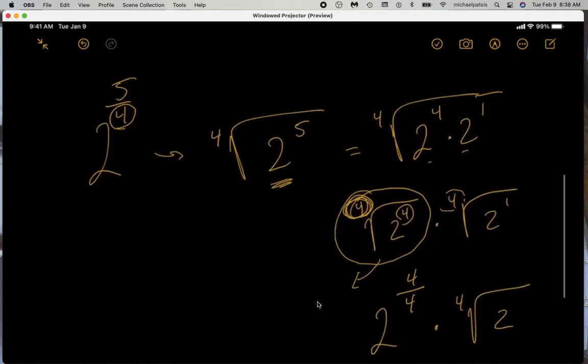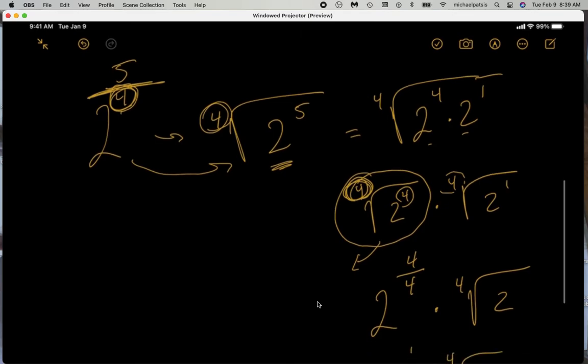Another way to do it, convert it to a radical. Here's our root. It's under the fraction line. We change 2 to the 5th into 2 to the 4th times 2 to the 1st.